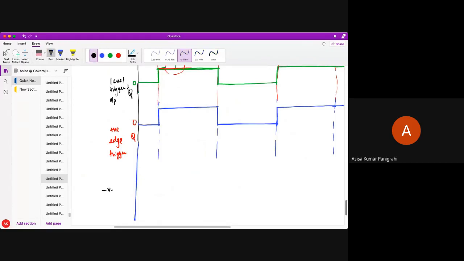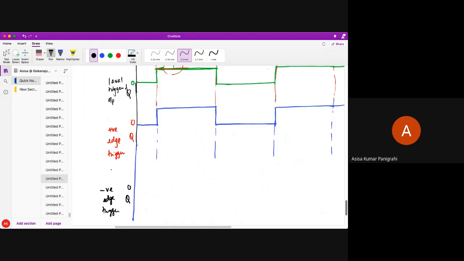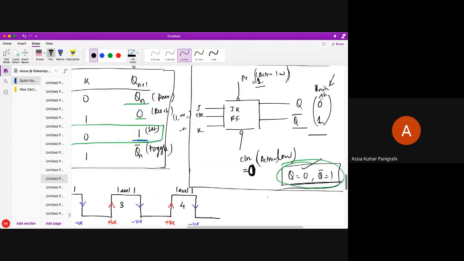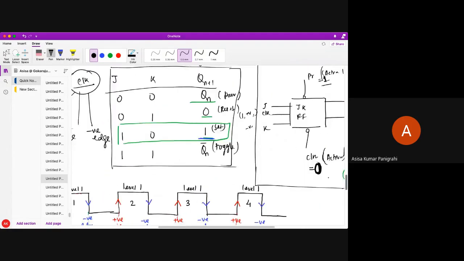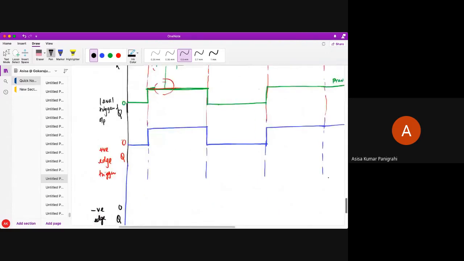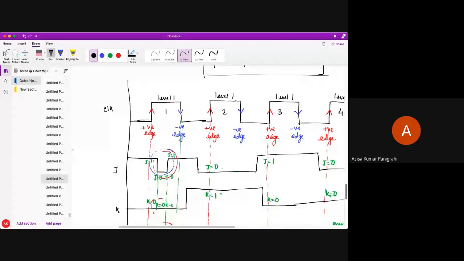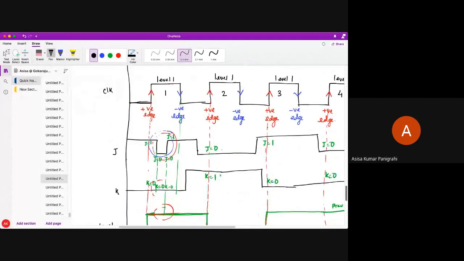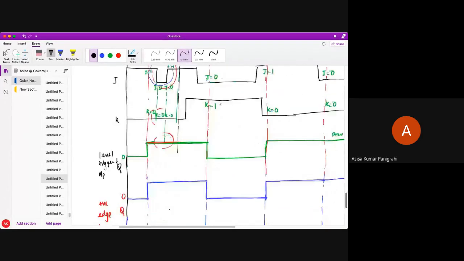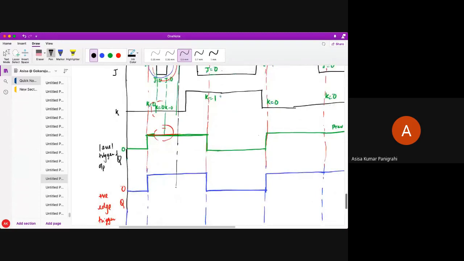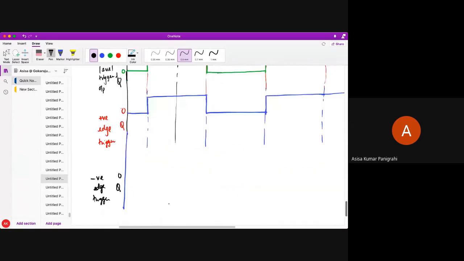Now negative edge trigger. In this negative edge trigger, I am going to draw this Q starting with 0 only, because I have set the initial state of the flip-flop to Q equal to 0 and Q bar equal to 1. Along with that, I am now going to take the negative edges. Where are my negative edges? This is my negative edges. I am just taking those negative edges now. So these are my negative edges.